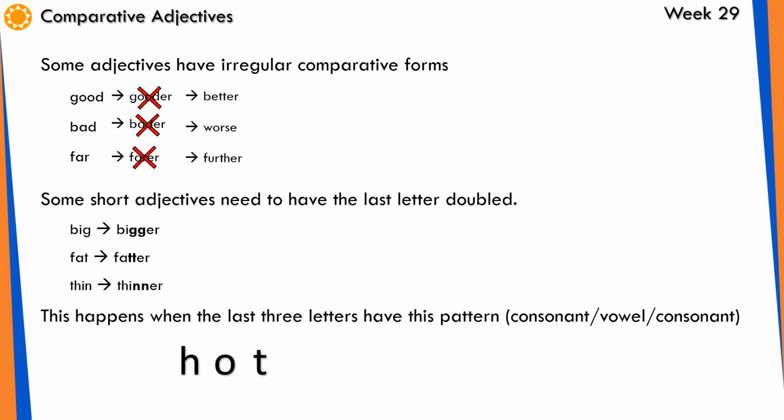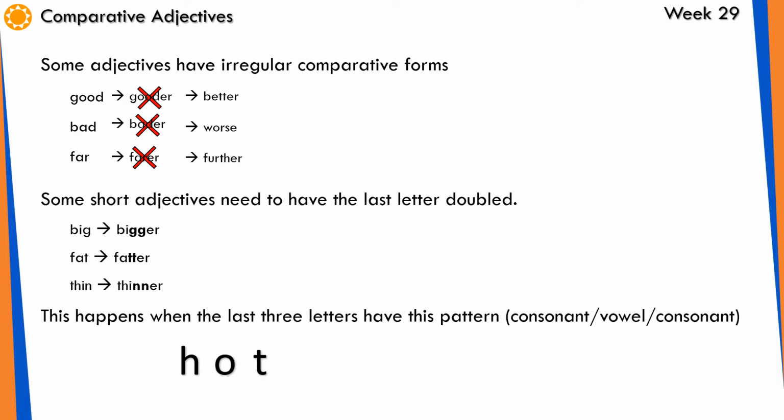Some short adjectives need to have the last letter doubled. Big, bigger, we need to repeat the letter G. Fat, fatter, thin, thinner. This happens when the last three letters have this pattern: consonant, vowel, consonant.